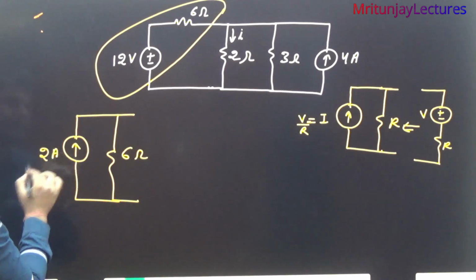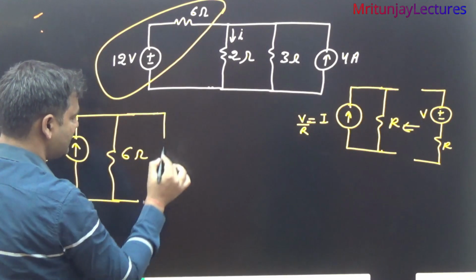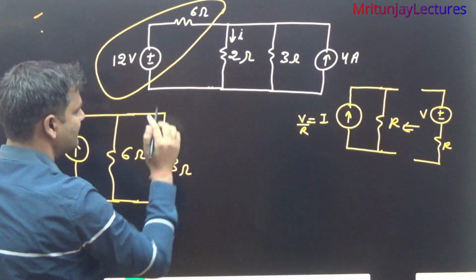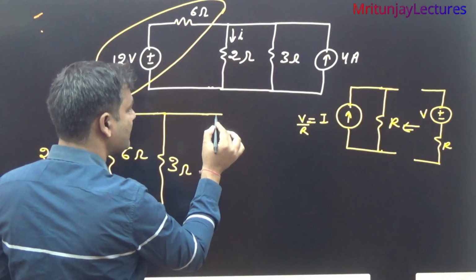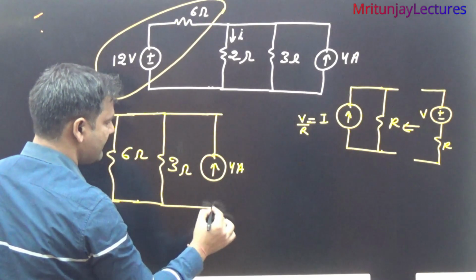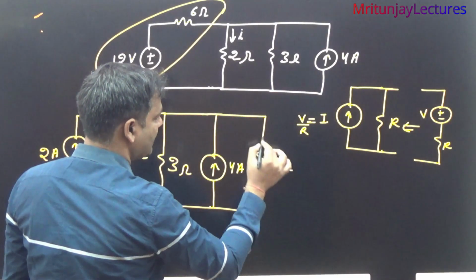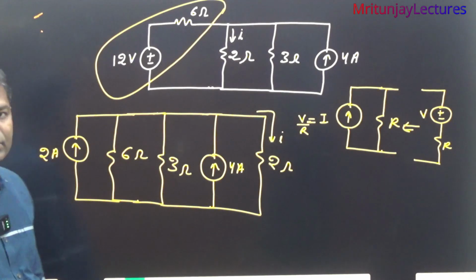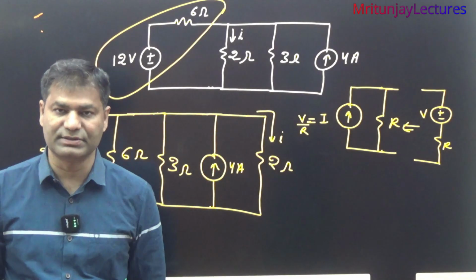Okay, after that, this 3 ohm is connected here. That is 3 ohm, and because of parallel, that's why we interchange, and that is 4 ampere current in parallel. And after that, that is 2 ohm, and here the current direction I is given. Clear? So simply interchange because of parallel, easily interchange.